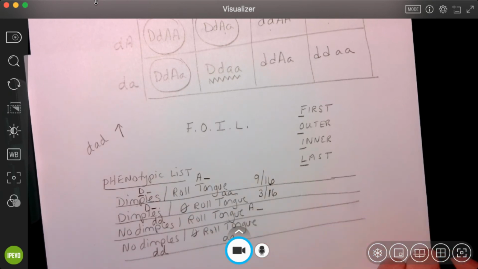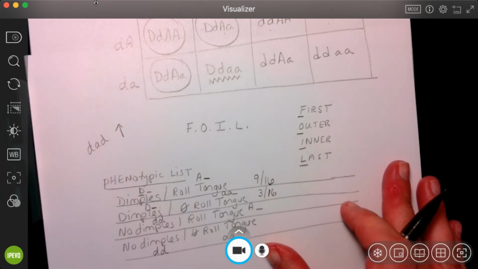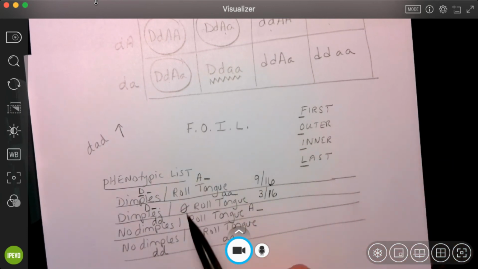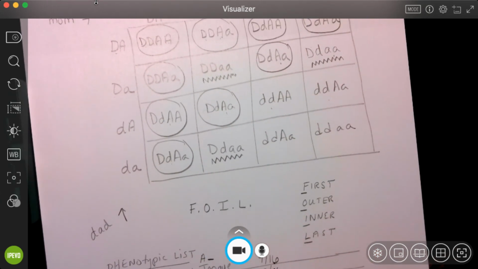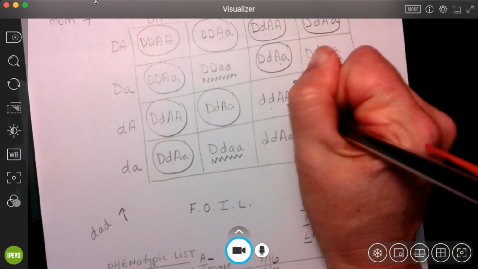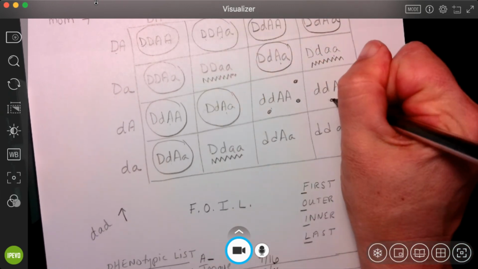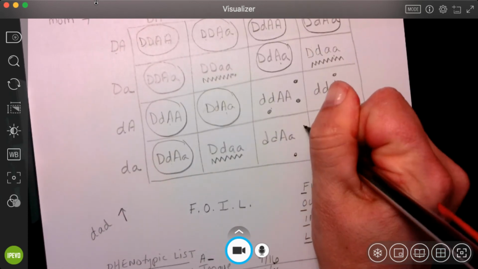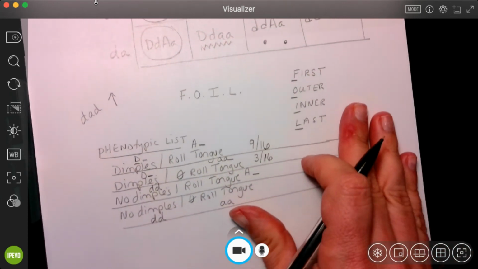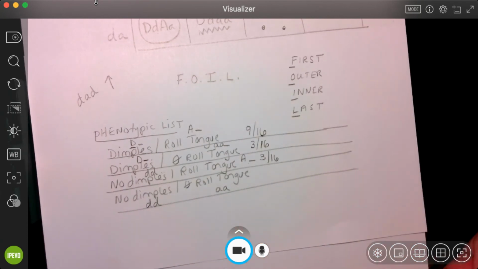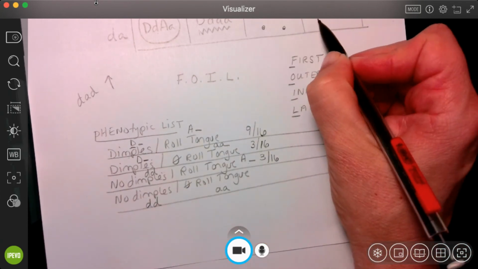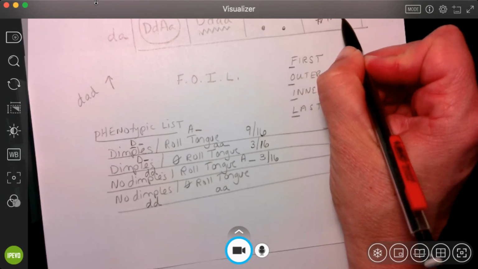And now I'm looking for no dimples and being able to roll your tongue. So they have to have two little D's and then at least one big A. I'm not counting anybody I've already counted. I'm going to put some speckles on it. That's this one, and this one, and this one. 3. I'll go down to my list and write 3 out of 16. And then the one that is left would be this one down in the bottom right-hand corner, and that's 1 out of 16.